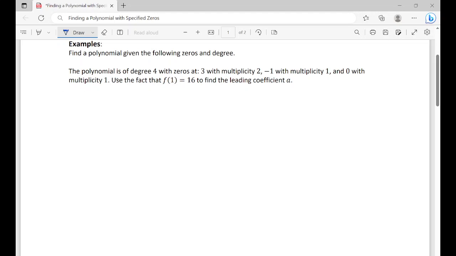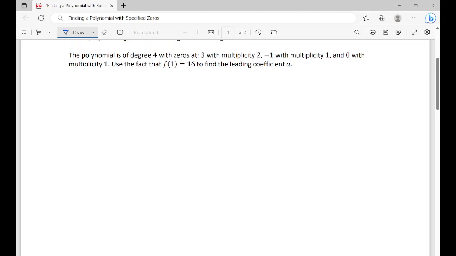The polynomial is of degree 4 with zeros at 3 with multiplicity 2, -1 with multiplicity 1, and 0 with multiplicity 1. We're going to also use the fact that f of 1 equals 16 to find the leading coefficient a. So we'll come at the second part later. So let's deal with the first one.